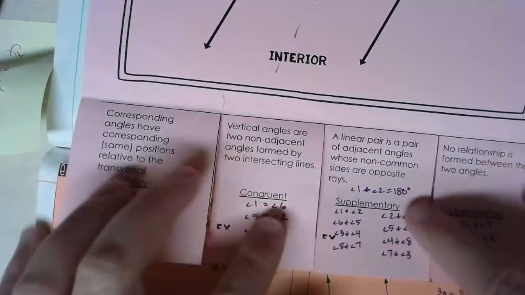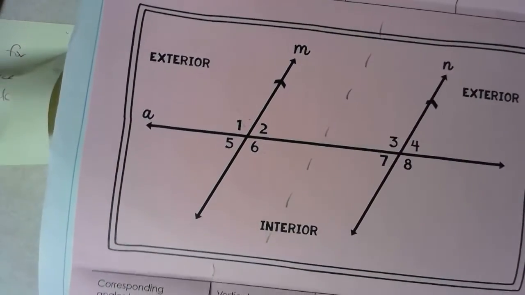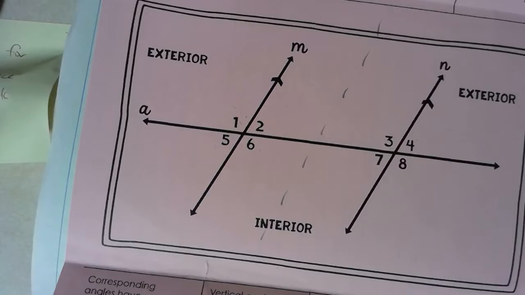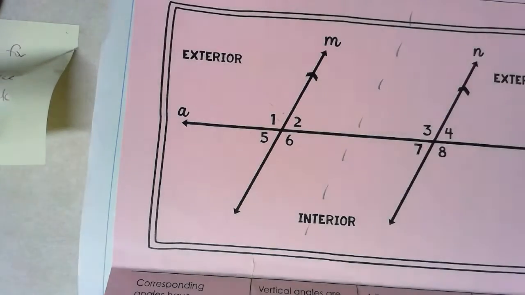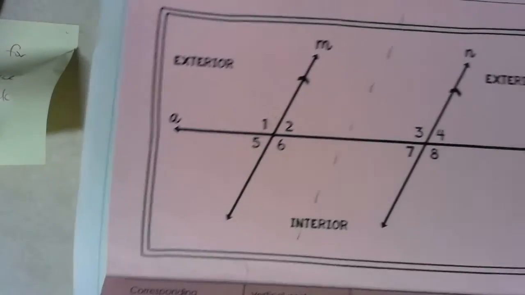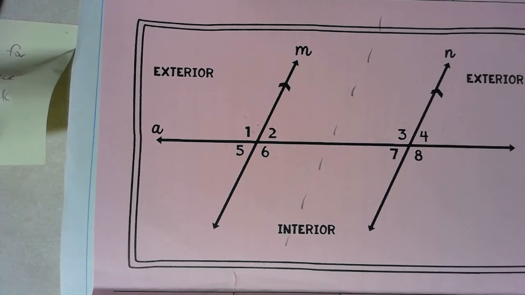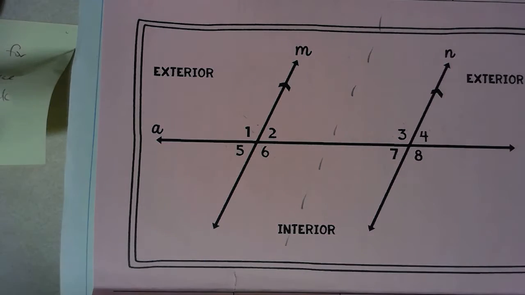Okay? So the linear pair. A linear pair is basically we are adding together both the concept of supplementary and adjacent. So supplementary being two angles that add up to equal 180.